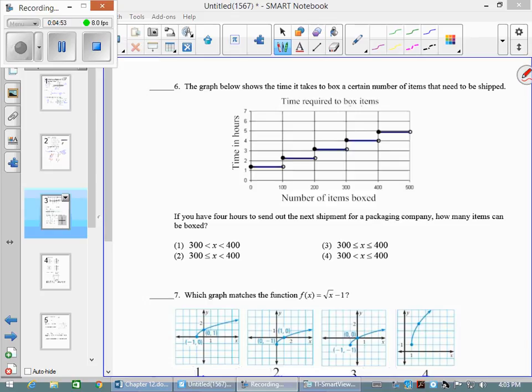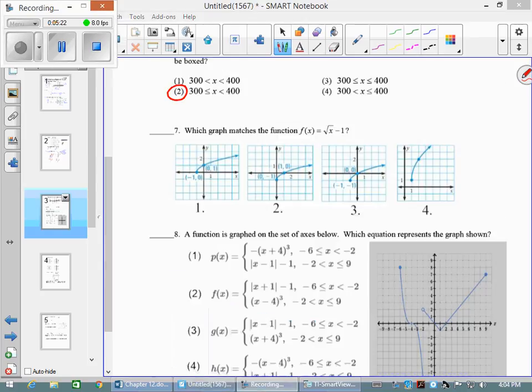So they're asking us if you have 4 hours to send out the next shipment, how many items can be boxed. So if we look at our graph, we have a closed circle on 300, and it goes to an open circle on 400. So if we look at our options, we want to include 300, but not include 400, so that would be option number 2.